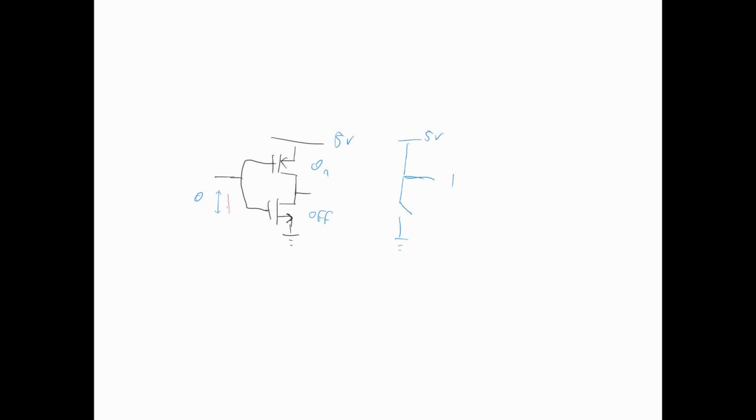Similarly, if the input is 5 volts, then we will have 5 volts from the gate to the source of this N-channel FET. This means that its switch is on. We will have 0 voltage drop across this P-channel FET, so as a switch it will be off, and the corresponding circuit is an off switch and an on switch, and so therefore the output is going to be 0 volts or a logic 0.